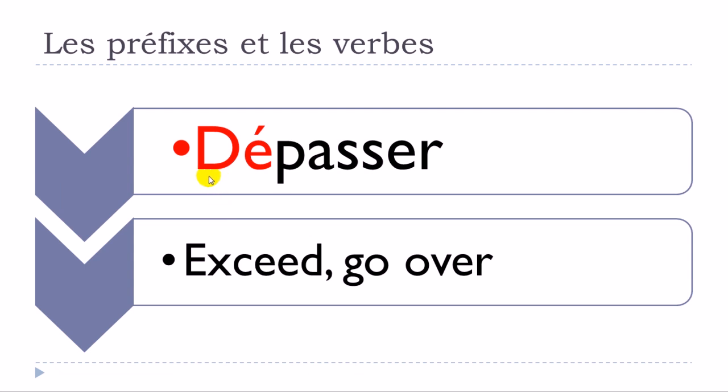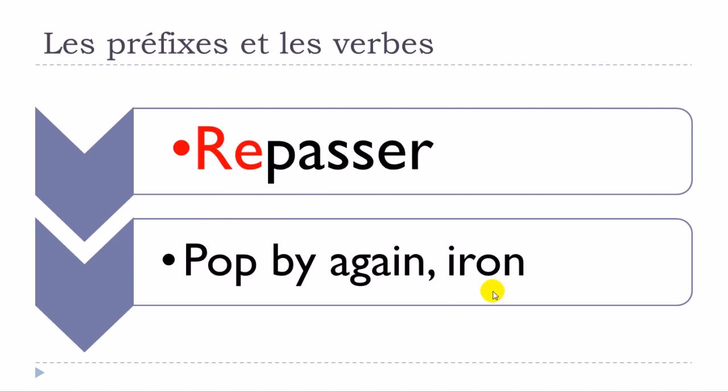So the first thing, if we add this de, okay, we will get the verb dépasser, and here you have the meaning in English. Okay, then we could add this re in front of passer, so we get this repasser, and here is the meaning in English.